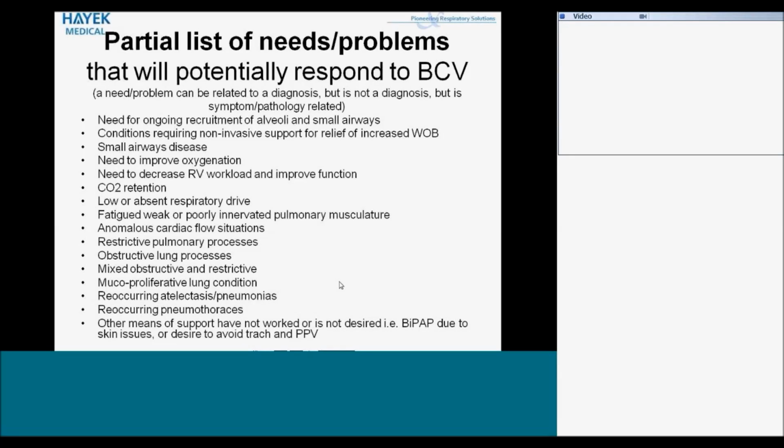And these can be related back directly to their diagnosis. So the patient may have an ongoing need for recruitment of alveoli and small airways relative to muscular dystrophy. So whatever those are, you can relate them back to the diagnosis. But again, these are to be long-term problem lists, not a short-term profile.